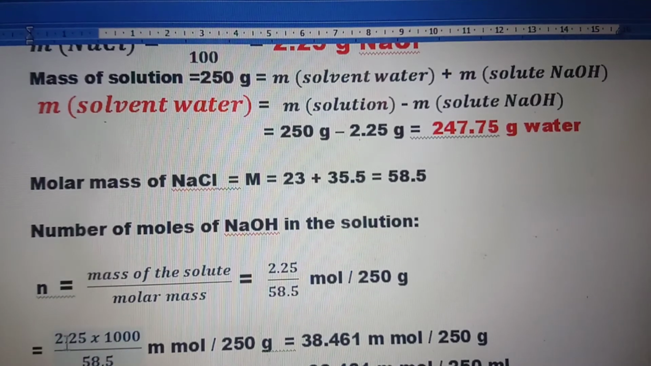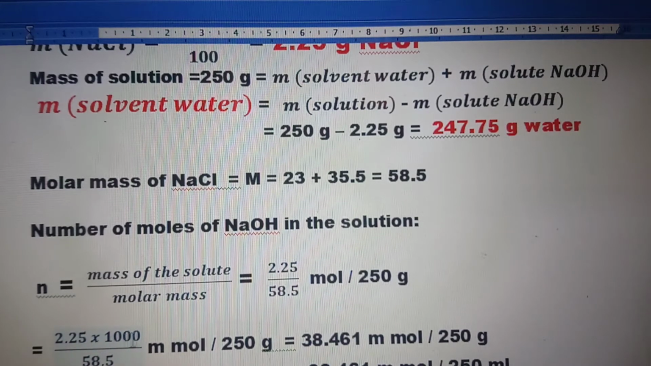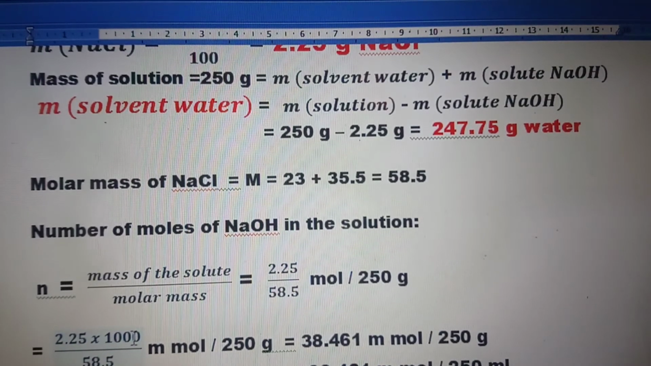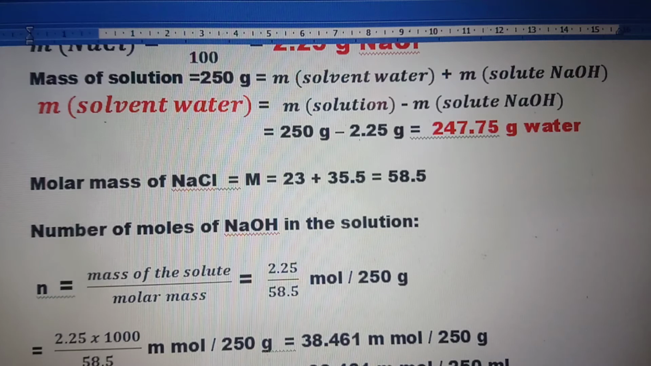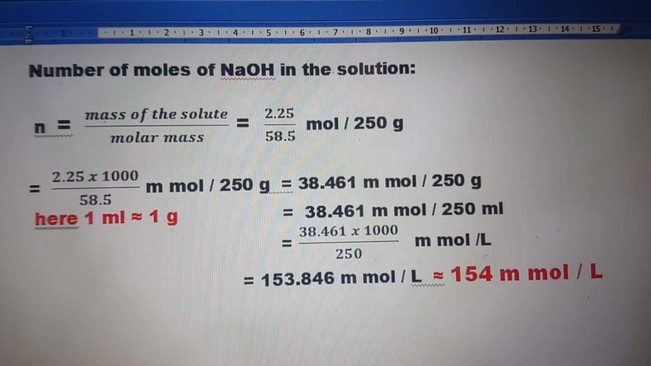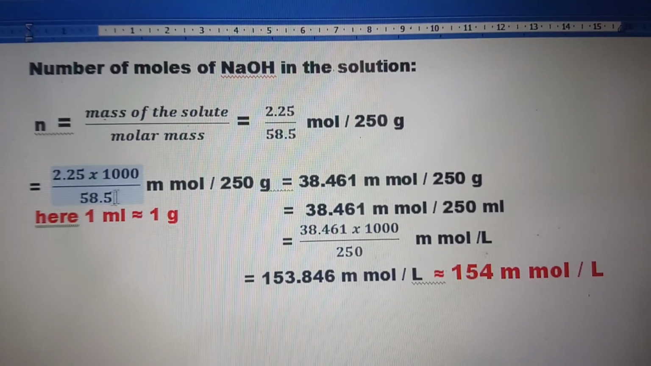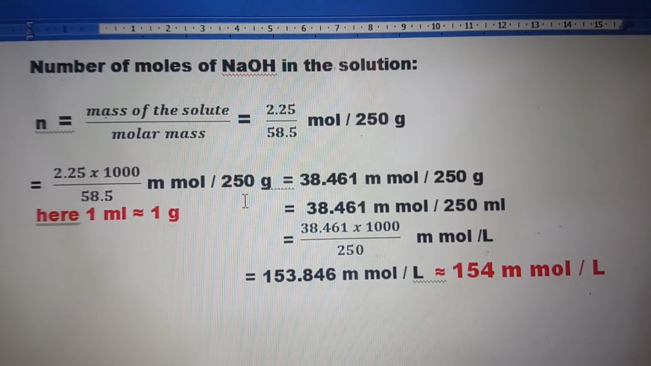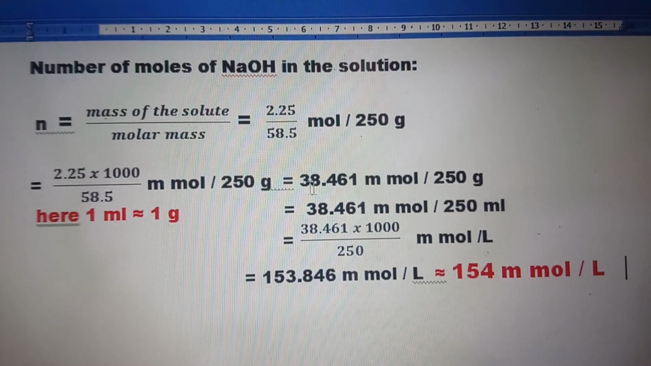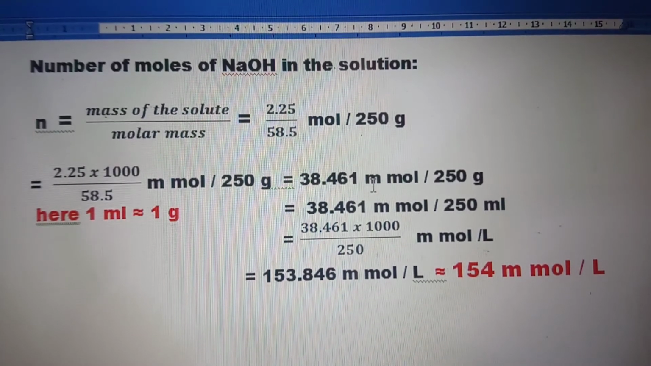Then you can convert it into millimoles by multiplying with 1000. One millimole per liter can be obtained by multiplication with 1000. So on multiplication with 1000, we will get this value, and that is in 250 grams. So its value is equal to 38.461 millimoles in 250 grams.